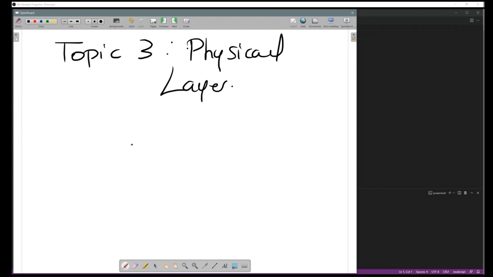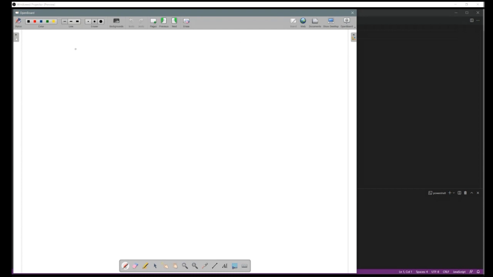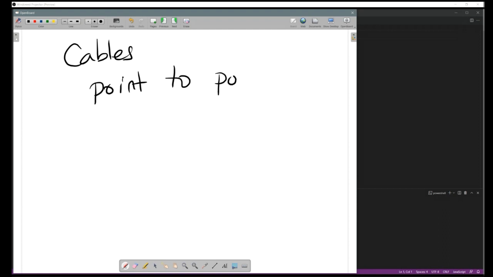Okay, so the first one that we'll talk about is cables, which are point-to-point connections. And the limitation of being a point-to-point connection is that without any additional hardware, they can only connect 2 devices.